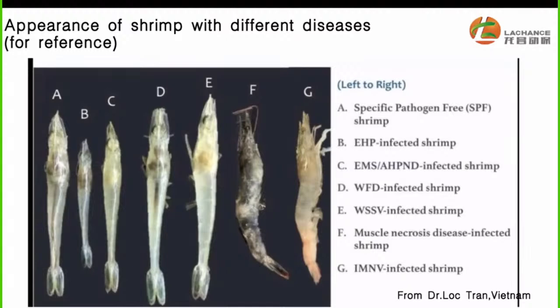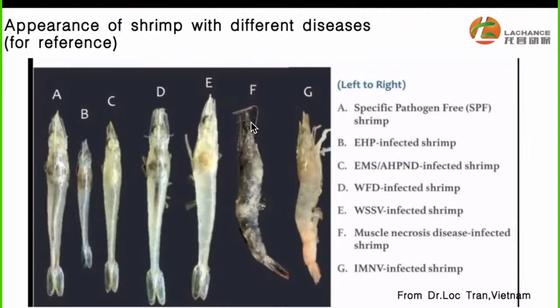So let's come to shrimp F. Shrimp F looks very much the same as shrimp G, right? But it's a different disease. Shrimp F has muscle necrosis disease. This shrimp gets white muscle problems. When compared with shrimp J, which also has muscle problems, right? But that shrimp is infected by IMNV, which is also a virus.